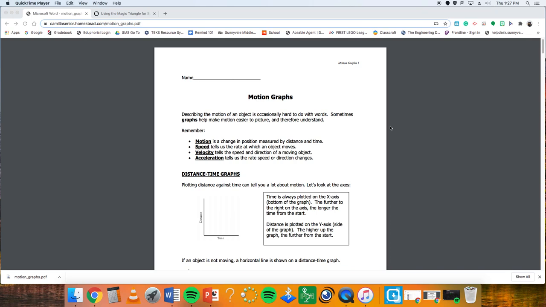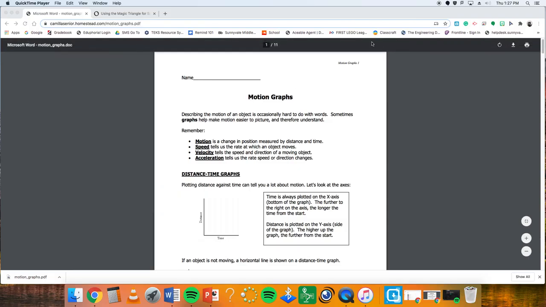All right, the second TEK we're going to be going over now in forces is going to be 8.5 or 8.6b, which is speed, velocity, and acceleration. So we'll go over a couple of vocabulary words.